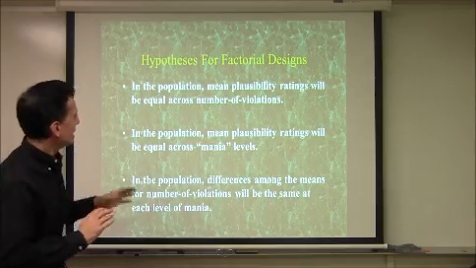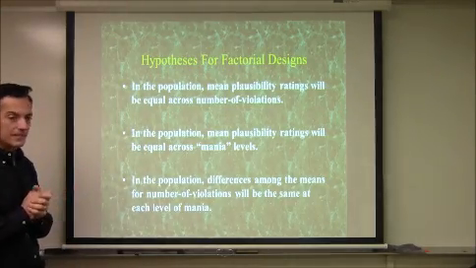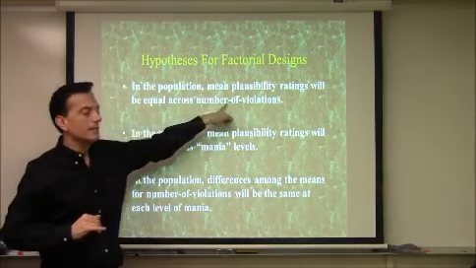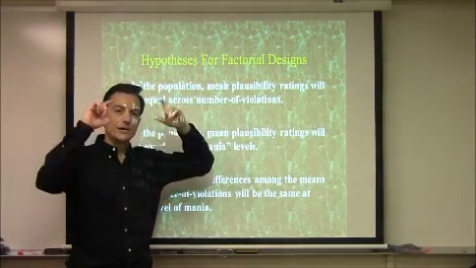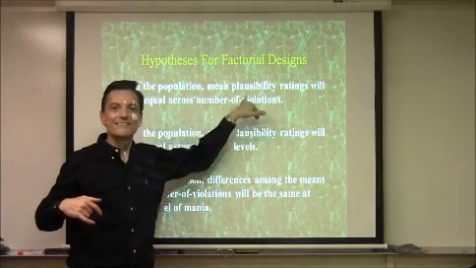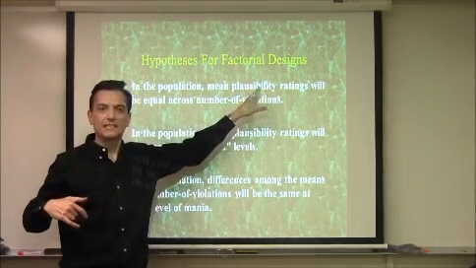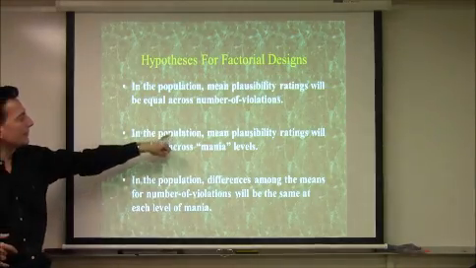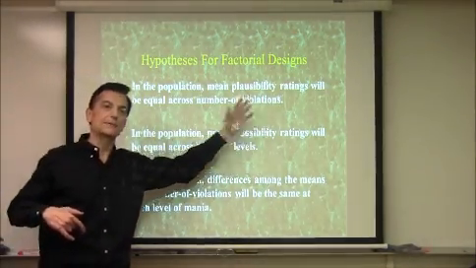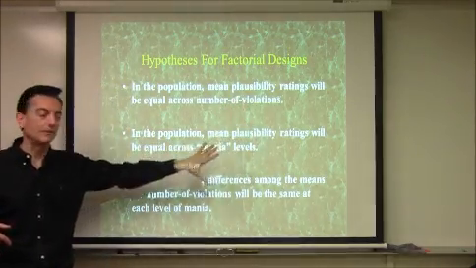Okay, let's go on and take a look at some other kinds of hypotheses. In the population, the mean plausibility ratings will be equal across number of violations. So now we've taken what used to be factor A, we've swapped that out and swapped in the specific variable that we're interested in investigating. Let's now take a look at factor B. In the population, mean plausibility ratings will be equal across mania levels. It used to be factor B, now it's something specific, level of mania.